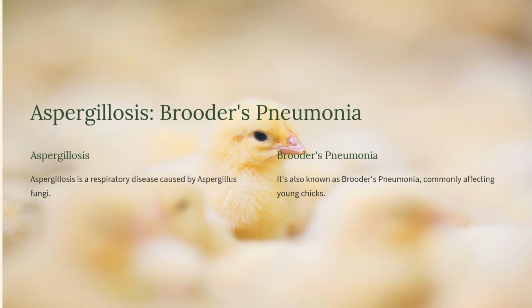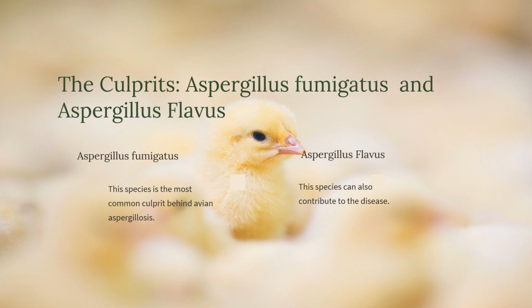Aspergillosis. This is also known as Brooder's pneumonia, which is caused by a fungus, and is commonly known as Brooder's pneumonia as it commonly affects young chicks. The main culprits for this disease are Aspergillus fumigatus and Aspergillus flavus. Aspergillus fumigatus is the most common culprit behind avian aspergillosis. Aspergillus flavus can also contribute to this disease.